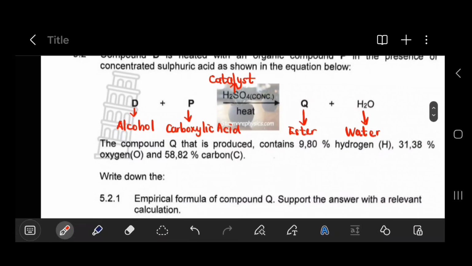Now 5.2.1 says write down the empirical formula of compound Q. Support the answer with a relevant calculation. Empirical formula is something that goes way back to grade 10 when you were first introduced to stoichiometry, also known as quantitative aspects. You learned how to do empirical formula. So we're going to follow the exact same procedure. However, what we notice here is that these elements, hydrogen, oxygen, and carbon, they are not given in the correct order.